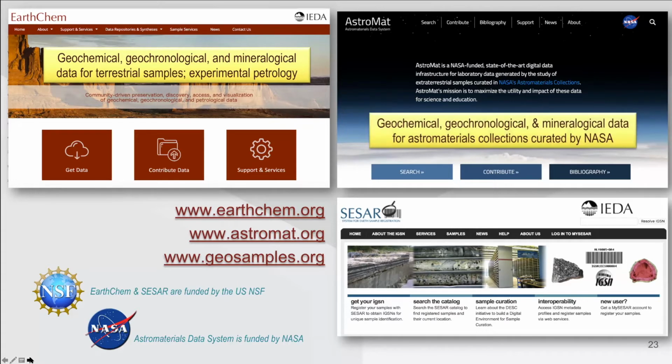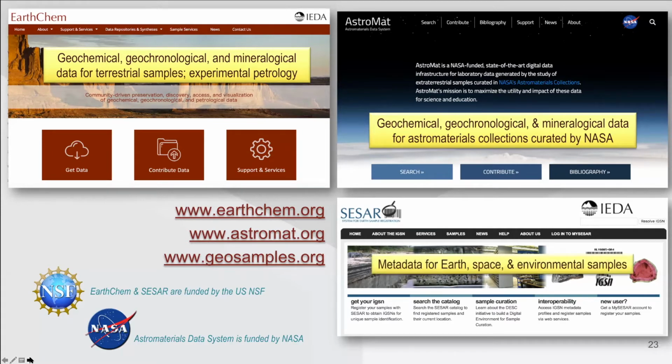The Astromaterial data system is a new system that is still under development. The development started a year ago. And it builds an infrastructure for the geochemical, geochronological, and mineralogical data for astromaterials that are curated in collections held at the Johnson Space Center of NASA. But it will accommodate any data for astromaterials that are submitted to the system.